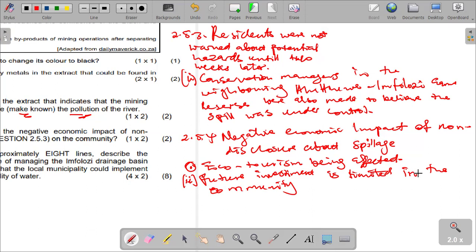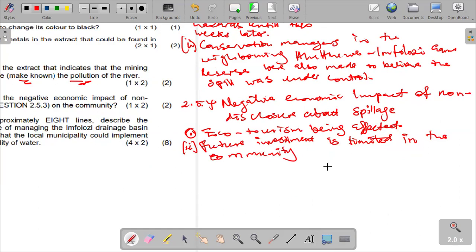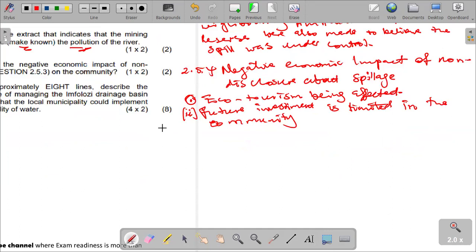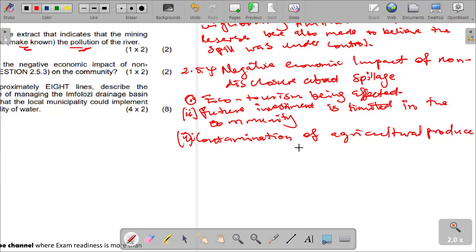We also need to talk about contamination of agricultural products. Contamination of agricultural produce might arise as another economic impact. The spillover and the black waters that we are seeing there would cause contamination of agricultural produce that would reduce their selling.